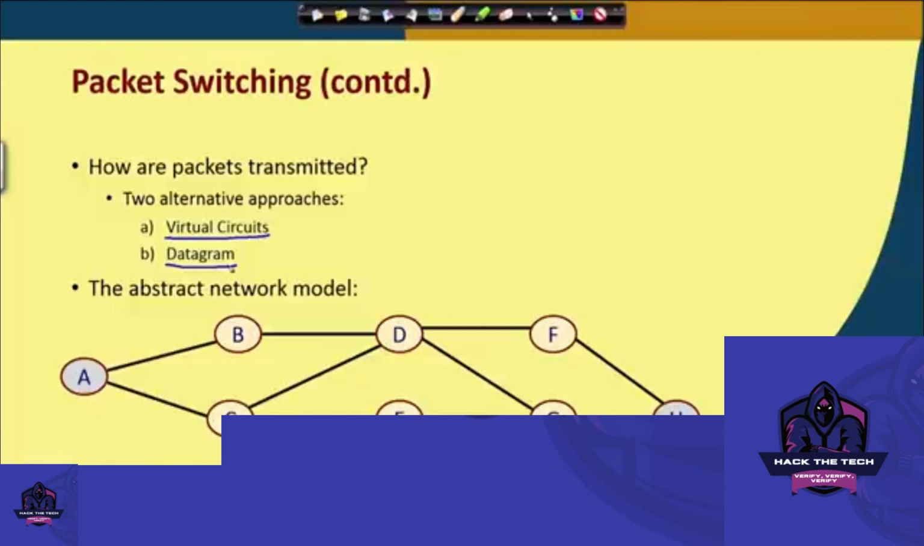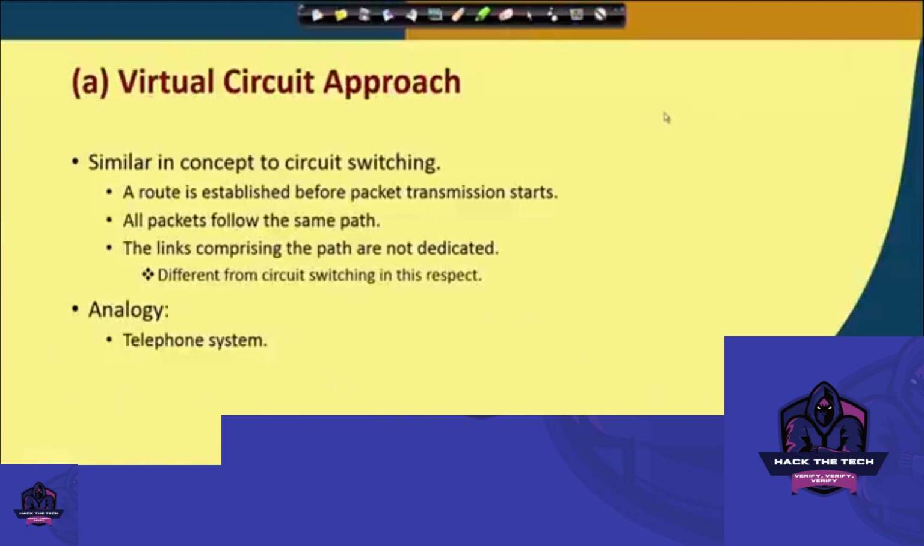Now, the abstract network model will again assume something like this, which you had been shown earlier, where there will be a sender, there will be a receiver, and there will be several intermediate nodes and some links that are connecting the intermediate nodes. So, data or the packets will be following some of these links from the source A to the destination H. This is the model that we will be assuming.